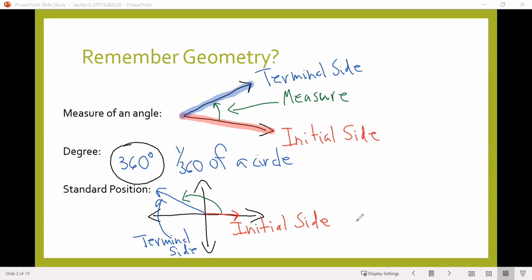Okay, so that's what we mean when we're talking about measuring an angle in standard position. We put, again, the initial side along the positive part of the horizontal axis, and then we rotate counterclockwise until we hit our terminal side. Okay?